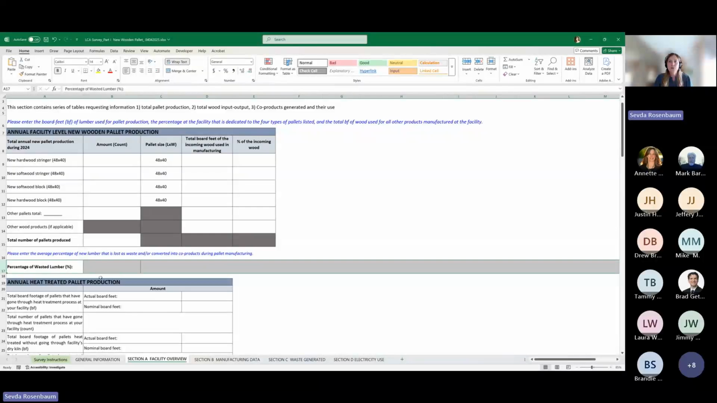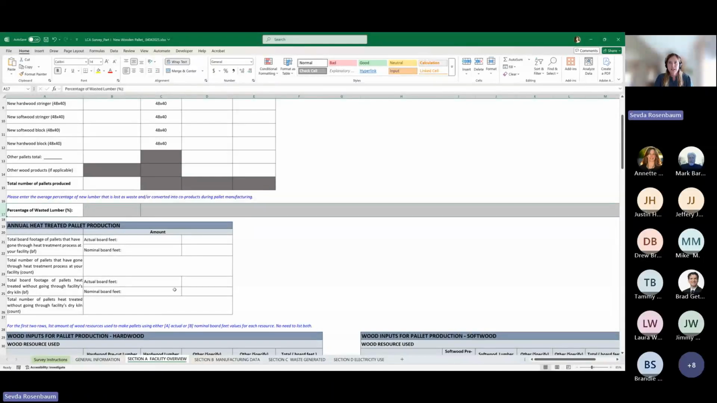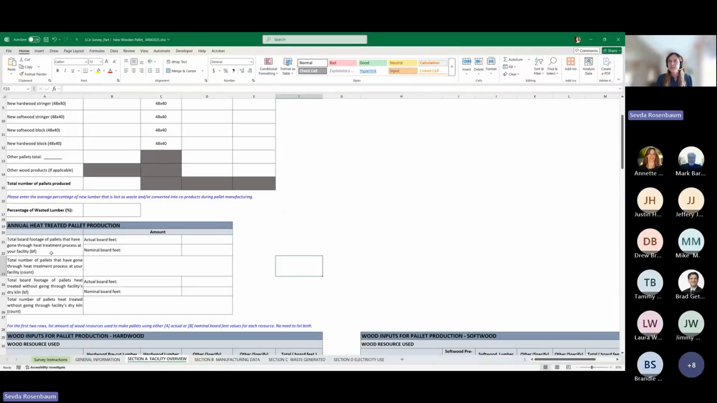And we are asking also the percentage of wasted lumber. So this is to understand how much waste you generate and how much of the incoming wood is converted to pallets at your facility. So basically, we're trying to make a mass balance, which was a challenge during the last survey because it was hard to calculate the amount of board feet of pallets produced at the facility annually. Therefore, we're trying to change the strategy and calculate it from the inputs coming to the system and the wastage information that the manufacturer can estimate.